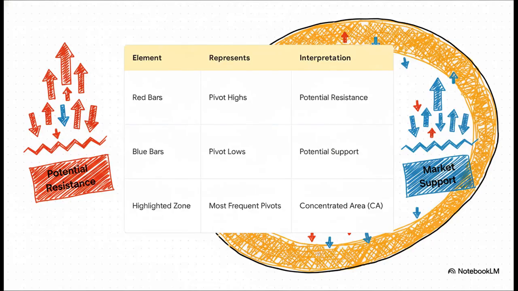And the way it looks on your chart is super intuitive. The red bars show you a whole bunch of swing highs, flagging areas of potential resistance. The blue bars, that's a cluster of swing lows, pointing you to potential support. And those bright highlighted zones, that's what we call the concentrated area. It's where the market has the strongest memory, the price levels it just can't seem to shake.